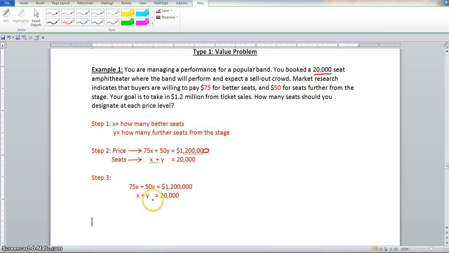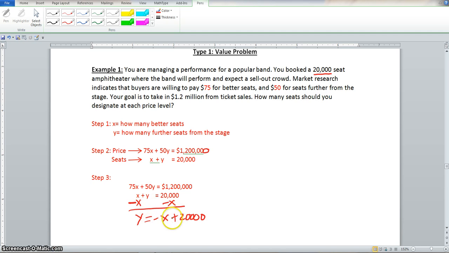Now, step 3, we want to solve this. We could use either the elimination or substitution method. I would suggest using the substitution method. And I would take a look at this second equation here, and let's get y by itself. So we'll subtract x on both sides. So now we will have y is equal to negative x plus 20,000.